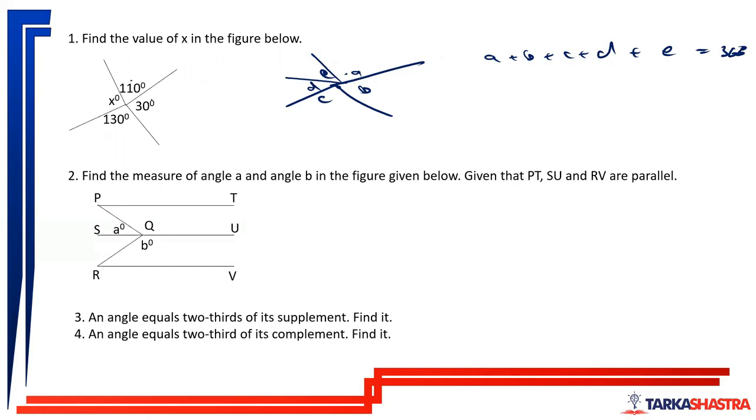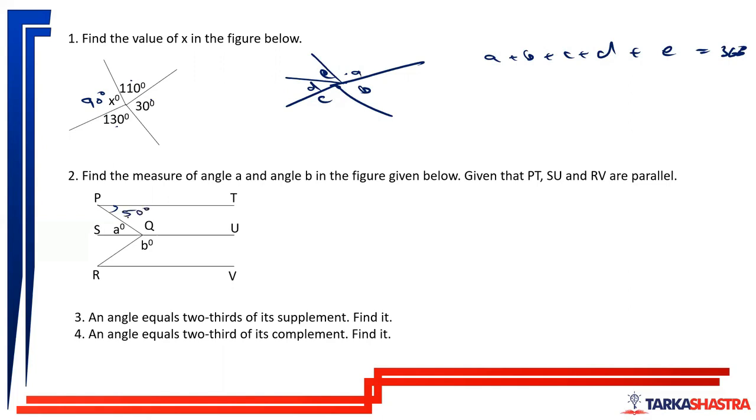That is 110 plus 30 is 140. 140 plus 130 is 270. 270 plus 90 degrees is 360 degrees. If you observe, sum of the angles is 360 degrees across a point. Now there is a small correction here.